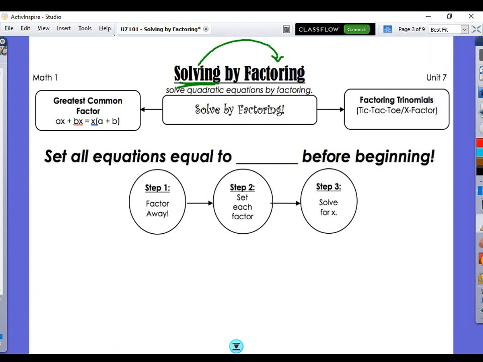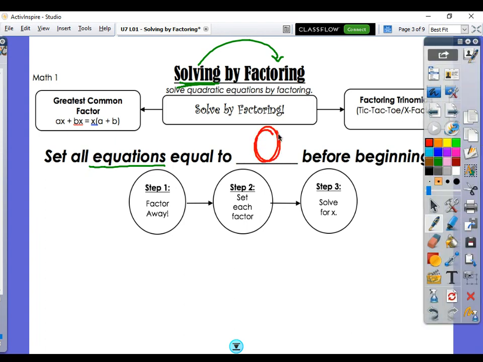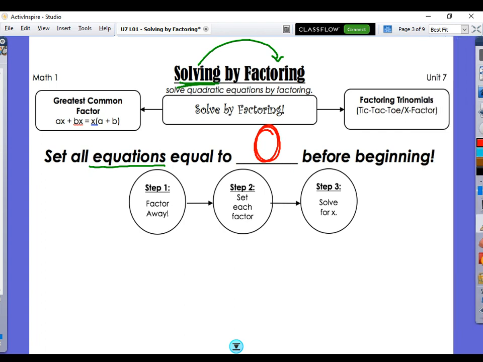But there's one main thing we've got to make sure is the case before we do anything else. Before we solve it, every single equation has to be equal to a big fat zero. It's got to be equal to zero. If it's not equal to zero, then you can't even start. You've got to get it equal to zero.